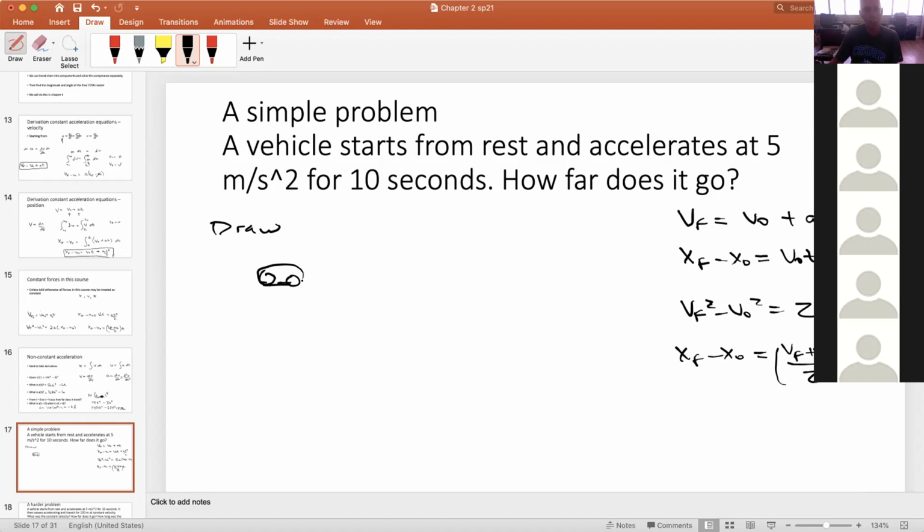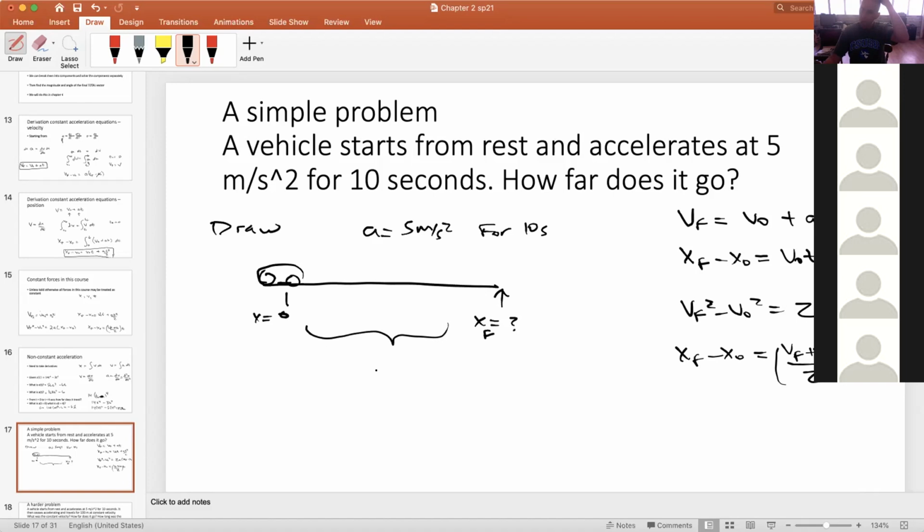We know that we have a vehicle, so it doesn't have to be pretty. This is my little car. It starts here, and I'll call this x is 0, and it ends up somewhere. I'll call it x final. I don't know what it is. I know that it accelerates at 5 meters per second squared for 10 seconds, and I need to find x final.